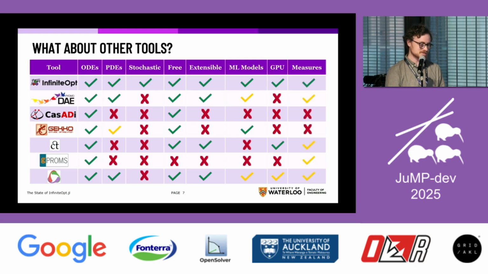And then measures, this is referring to supporting integrals, risk measures, and stuff like that. And you can see how that stacks up as well. So this is how InfiniteOpt compares to some of the other packages that are out there. I think what makes us unique is the breadth of problems we support and some of the solution capabilities that we have as well.